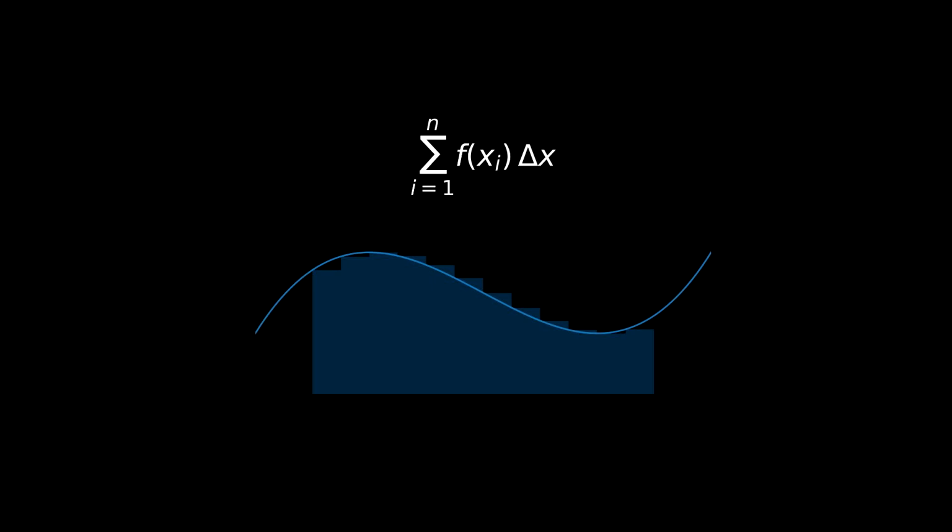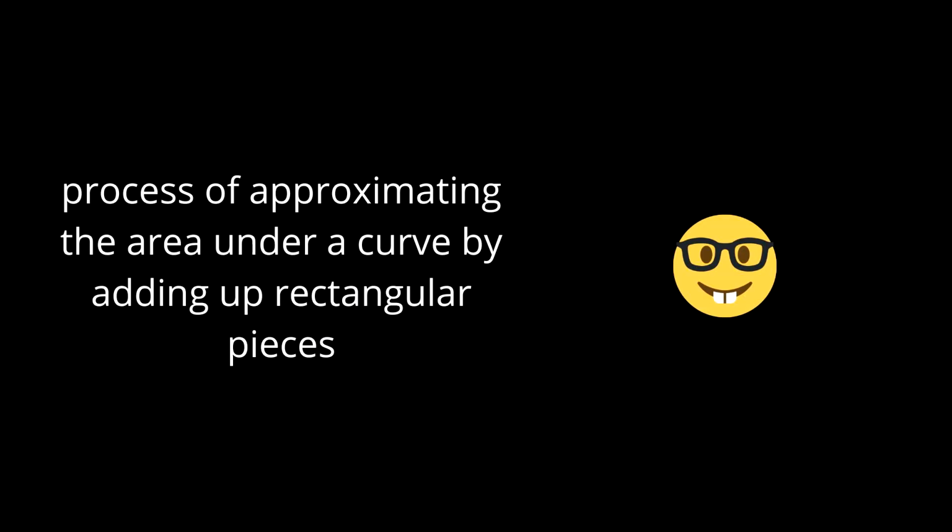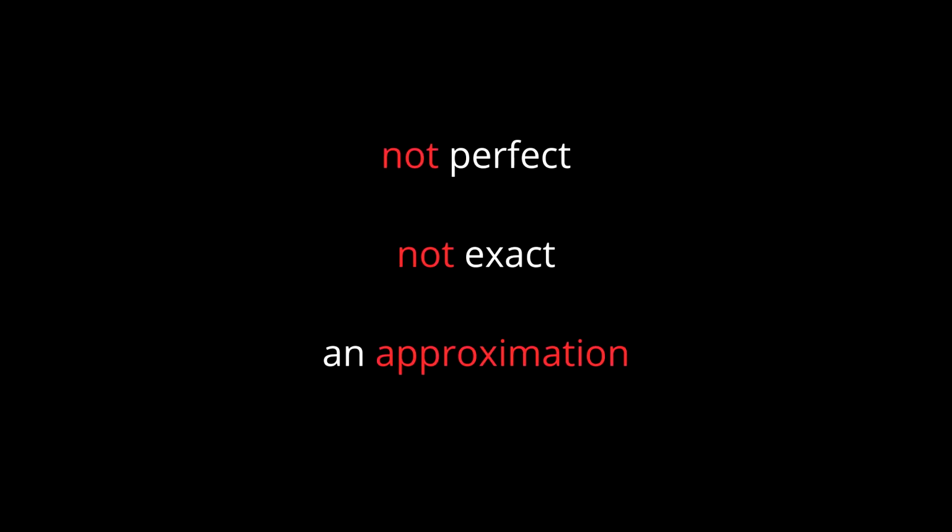Now we add them up, all of them. That sum is called a Riemann sum. It is the process of approximating the area under a curve by adding up rectangular pieces. Not perfect, not exact, just an approximation.